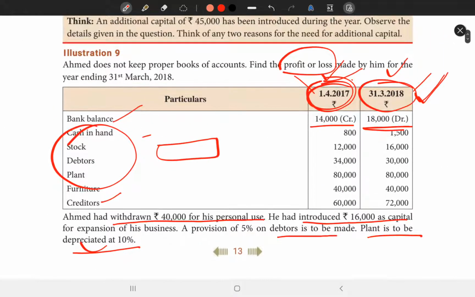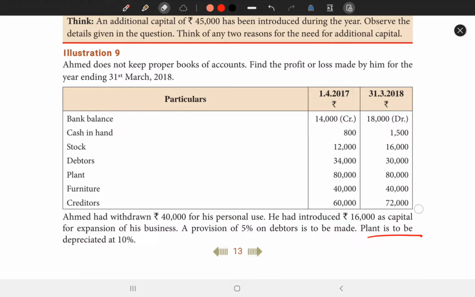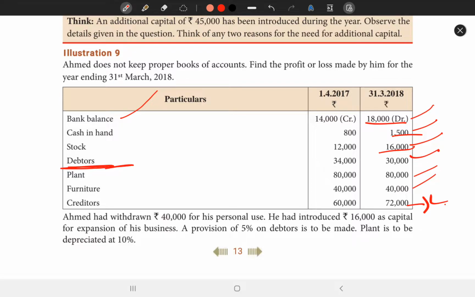And the next thing is the closing period. Here bank is an asset, and the only liability is creditors. So what we have to be careful about here is that the bank balance will be written as 18,000, cash in hand 1,500, stock 16,000. But for debtors, what he has said is that a provision of 5% on debtors is to be made, right?